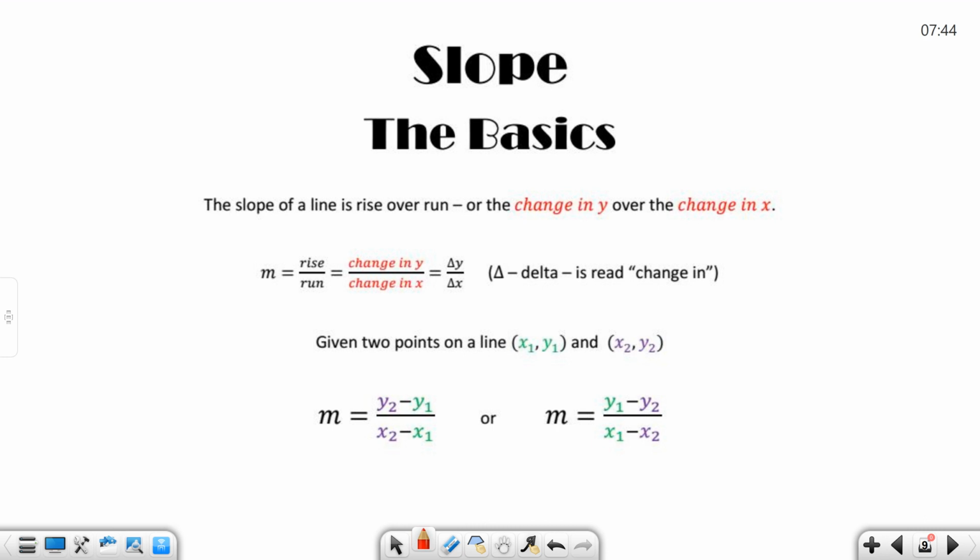So it doesn't matter, but if you start with y2, then you must start with x2. And also if you start with y1, you must start with what? x1. It doesn't matter which one you start with, because I could call my point x1, y1, and you could call the same point x2, y2. Could happen. Okay, but don't mix it up and do y2 minus y1 over x1 minus x2. If you start with y2, you've got to start with x2. If you start with y1, you've got to start with x1. Okay.